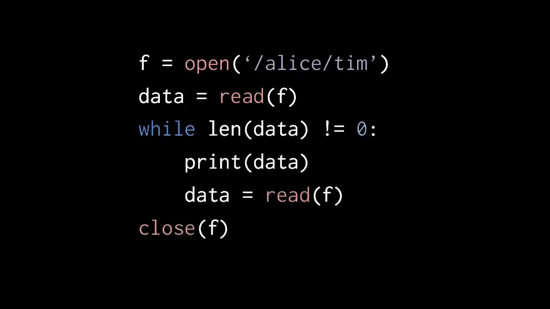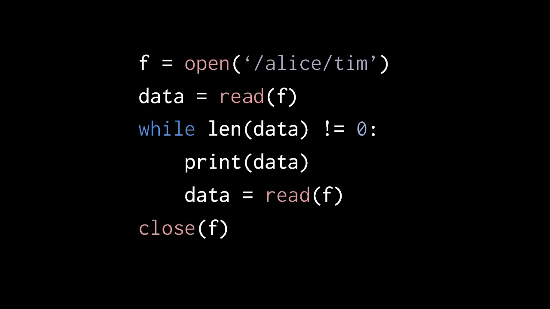Consider now this code which reads in a whole file and prints all of it. First, of course, we open the file /alice/tim and we assign the file descriptor to f, and then we read from the file with read(f). This call most likely blocks, but eventually it's going to return some amount of data. Unless, of course, the file is actually totally empty, in which case it will return an empty string. And so for our loop, we test whether the returned data, the string, is not empty. That is, whether its length is not equal to 0.